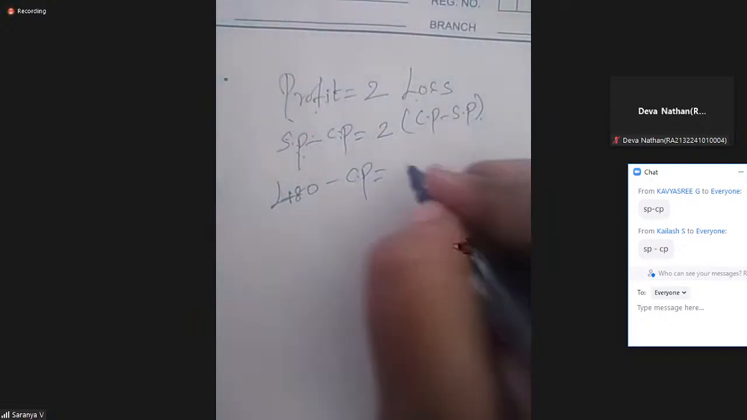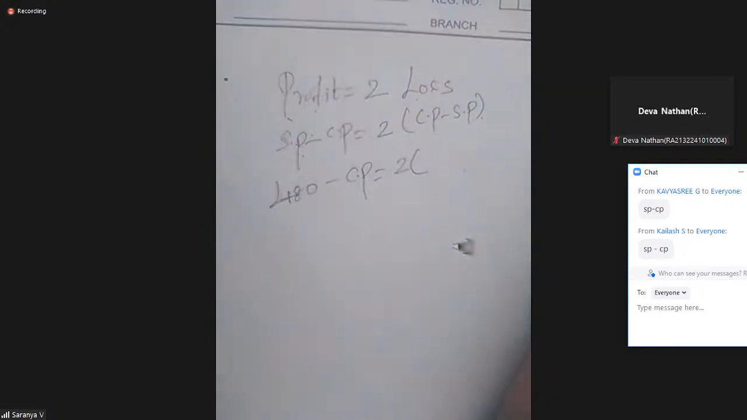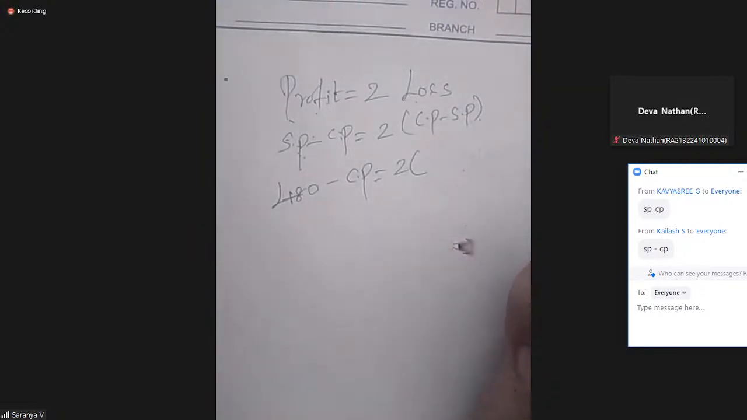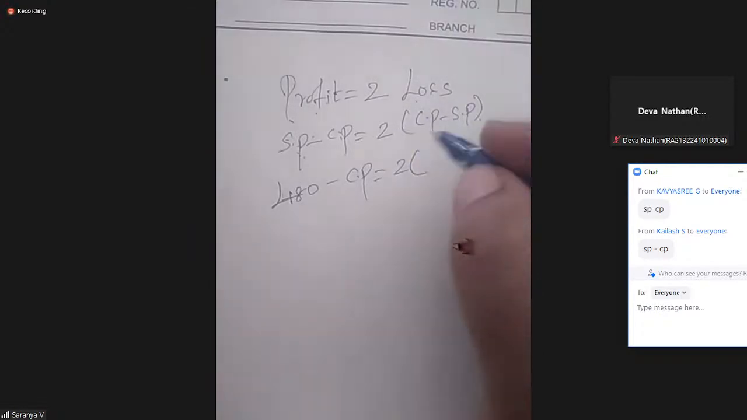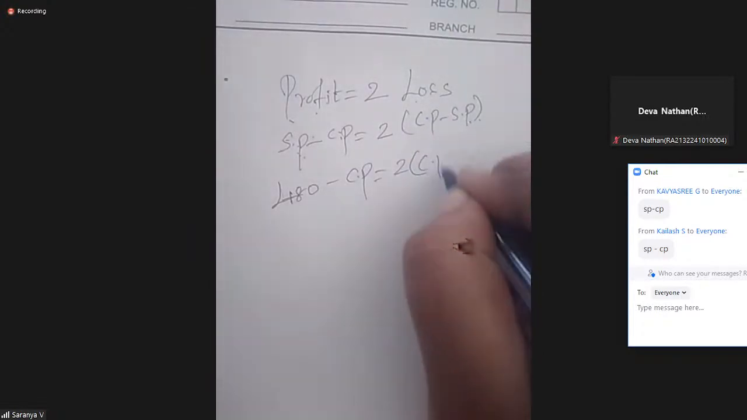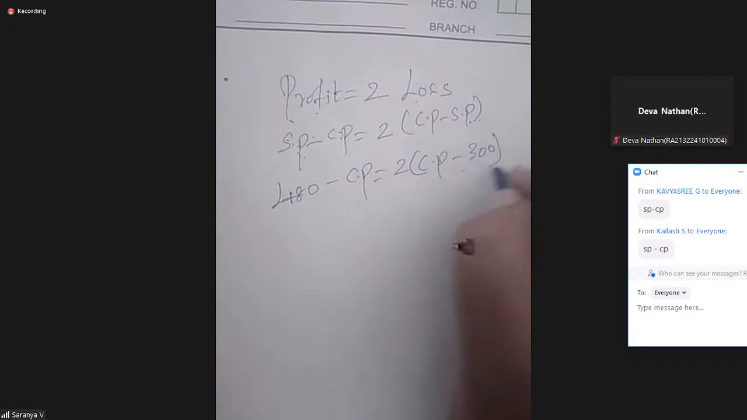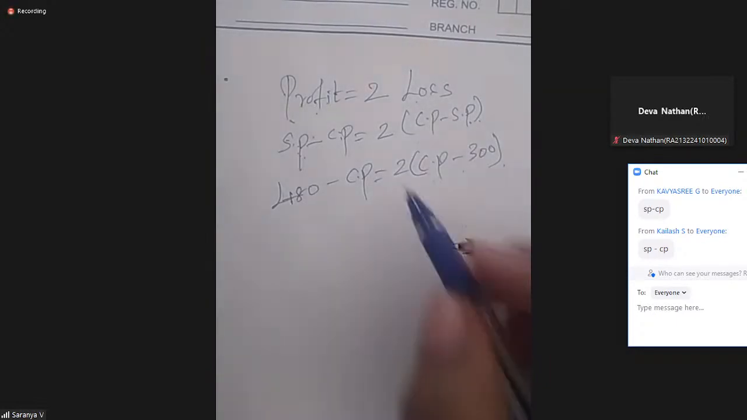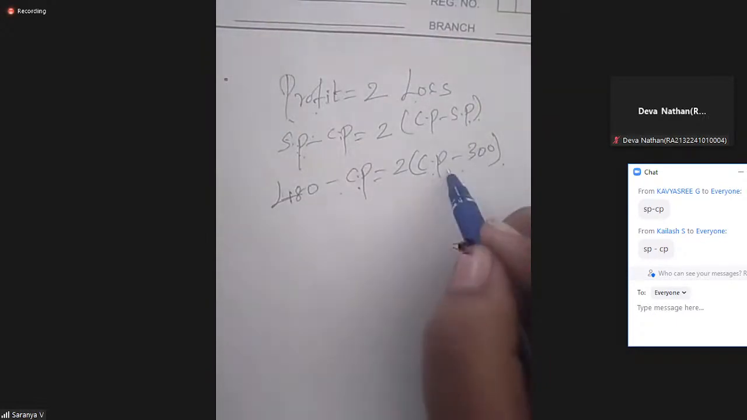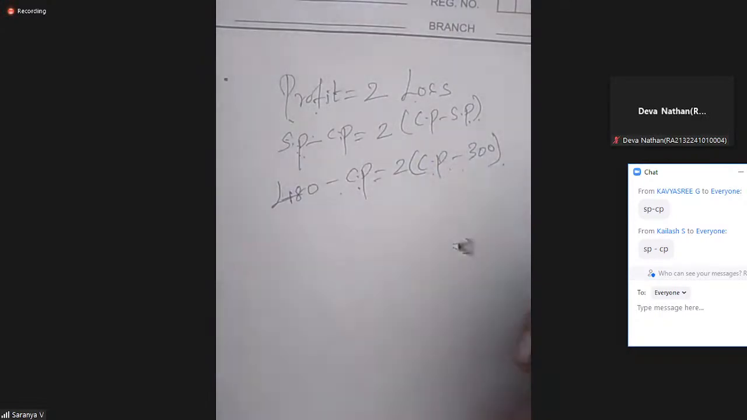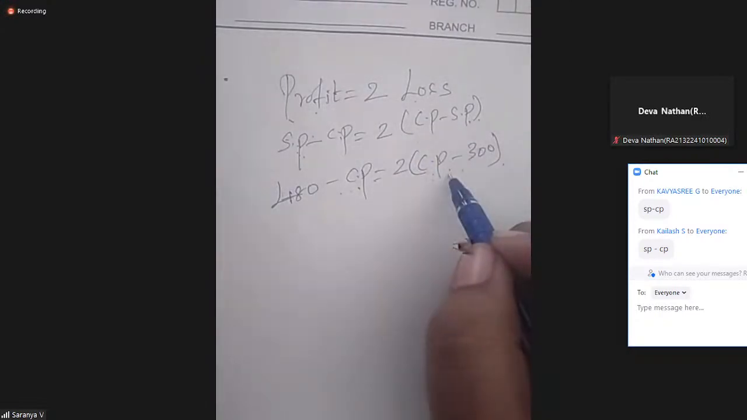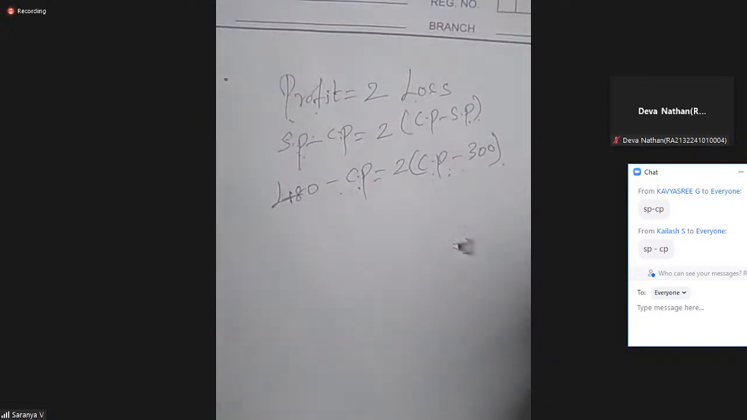Just write CP. 2 into, and come to the next thing. In the case of a loss, selling price is given, 300, cost price is not given. So finally, you have to find this cost price. So when you finish this equation, that means calculate the cost price, you can find the answer. Can you do it?